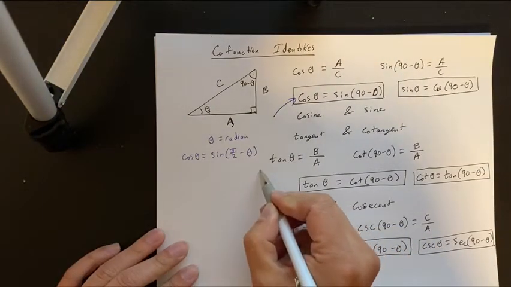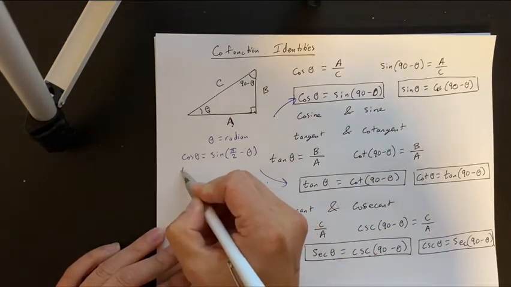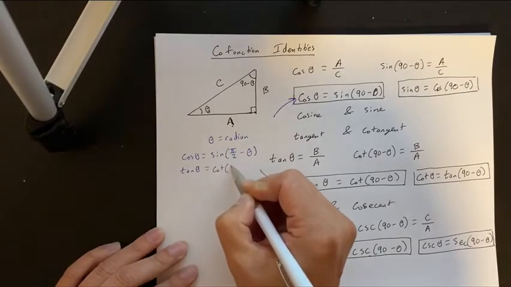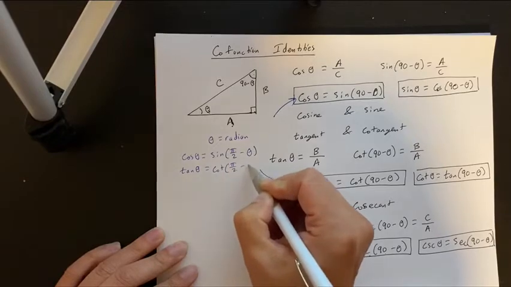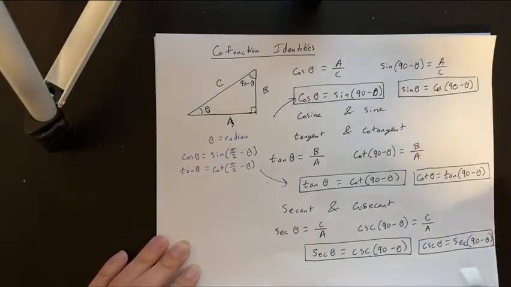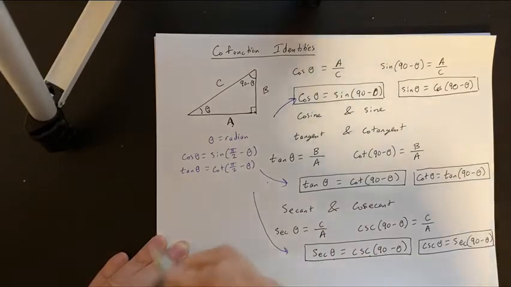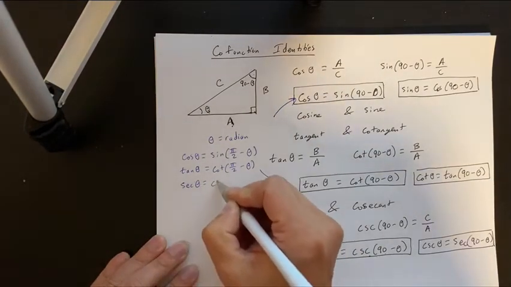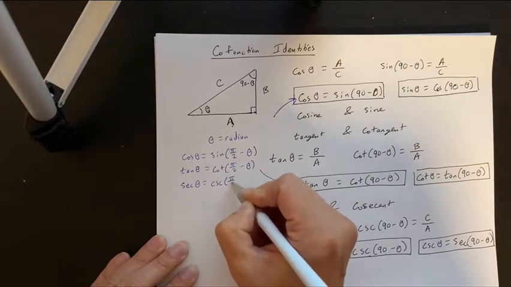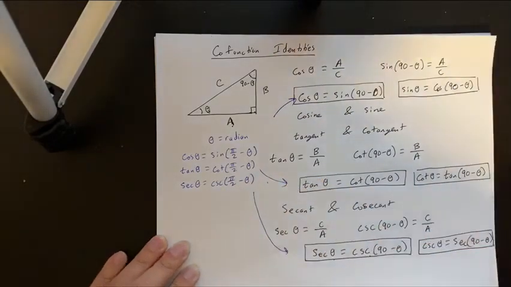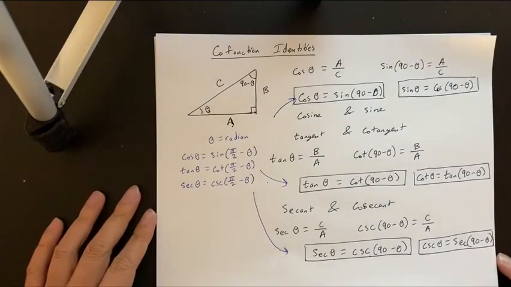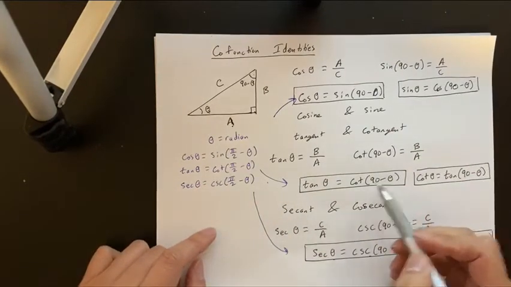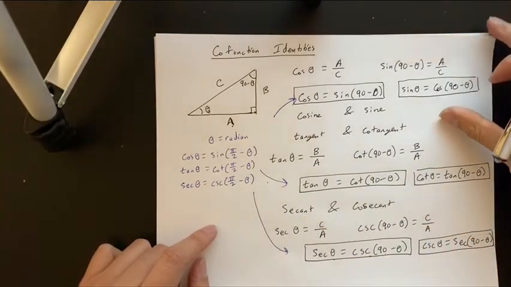For this guy, tangent of theta is equal to cotangent of pi half minus theta. And then this third guy would be secant theta is equal to cosecant of pi half minus theta. Okay? They're really the same thing, except one guy is in degree, the other guy is in radian. And that's it. All right?